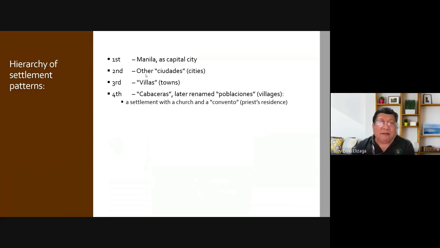The first capital was Manila because although they landed in the Visayas and in Cebu, the Visayans, at least in Cebu, were very hostile. They went to Panay, but then they found Manila more suited as a capital. So they built cities, which they call ciudades, and small towns, which they call villas, and then they assign a head town, which they call the cabeceras or the poblaciones. So the poblacion is still what we have here.